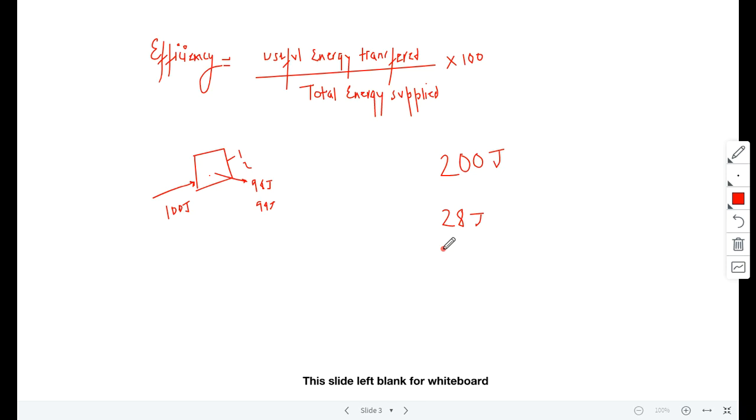So if you have, like in the question it's asked how efficient is the light bulb, you can say the light bulb is not very efficient because it's only 14%. That means only 14% of the total energy is converted into useful energy, and the rest of the energy, that is 86%, is being wasted. It gets wasted, so it's not a very efficient bulb.